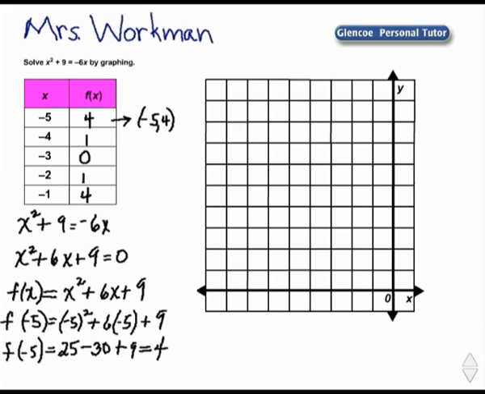It would look like that. Let's plot these ordered pairs. Negative 5, 4: 1, 2, 3, 4. Negative 5, 4 is here. Negative 4, 1 would be here. Negative 3, 0 right on the x-axis. Negative 2, 1. And negative 1, 4.